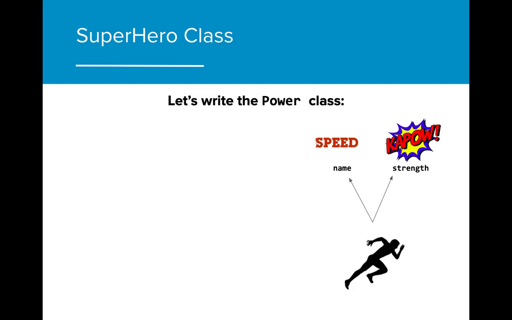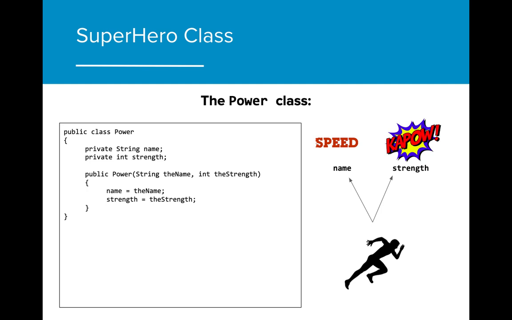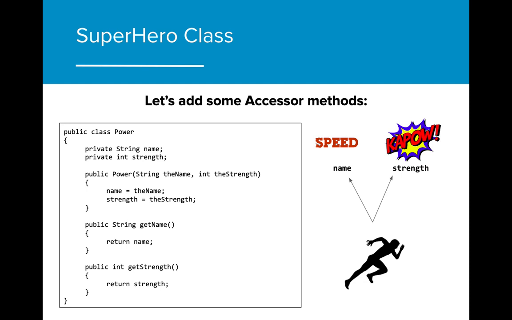Let's start by writing the power class. Can you figure out the implementation for this class yourself? Pause the video before moving on. Here is one implementation of the power class. We have two instance variables, name and strength, and our constructor has the parameters the name and the strength to allow users to input information about the specific power they would like to build. Let's also add some accessor or getter methods to this class so that we can get information about the name and strength of each power. This is going to be useful for us in the future.